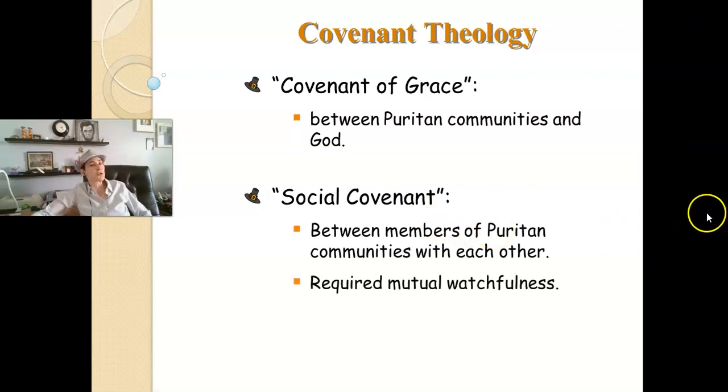So that required mutual watchfulness, right? Keeping up with the Joneses. So you're going to pay attention to every single move that everyone else makes. And you are going to be mindful and attempt to catch them in engaging in inappropriate behavior, which would let you know that they are not, in fact, members of the elect, right? And if you can identify those that aren't members of the elect, that makes it more likely that you are a member of the elect, right?